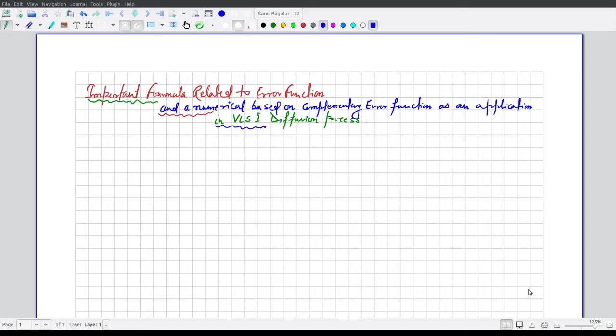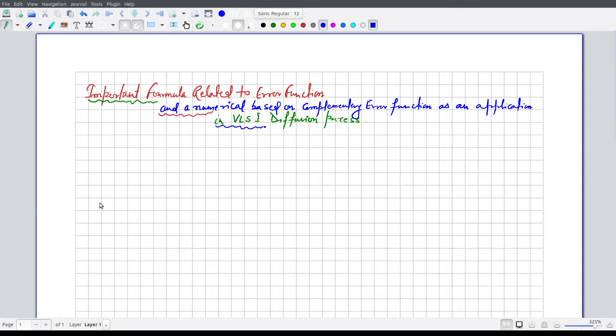Hello everyone. In this presentation, we will try to summarize the error function concept and some important formulas related to the error function and complementary error function. And we will try to draw the graph of the error function and complementary error function, and a numerical based on the complementary error function as an application in the VLSI diffusion process.